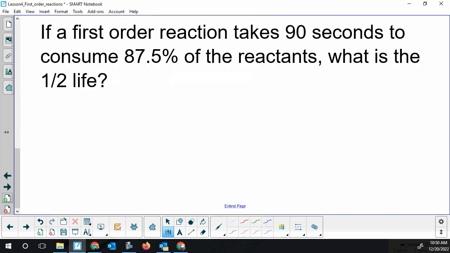Okay. So we're told we have a first order reaction, that's important. In second order kinetics, half-lives are not doubles. The half-life is a function of the original concentration in second order kinetics. Okay. So we have a first order reaction, and it takes 90 seconds to consume about 88%. Okay. And I'm asking, what is the half-life?